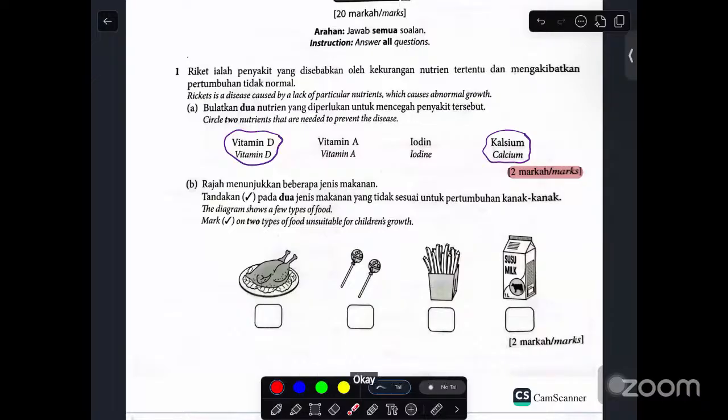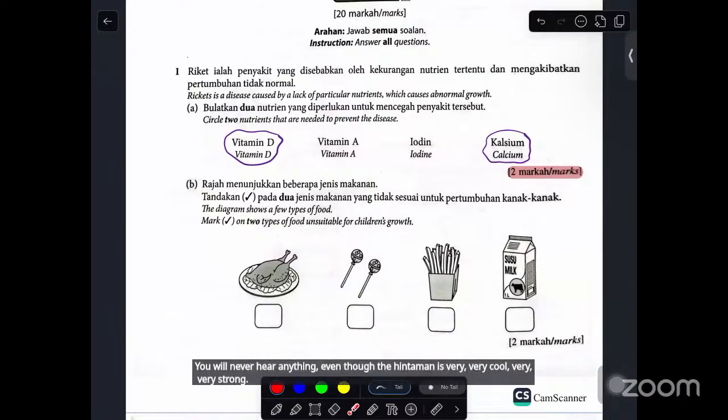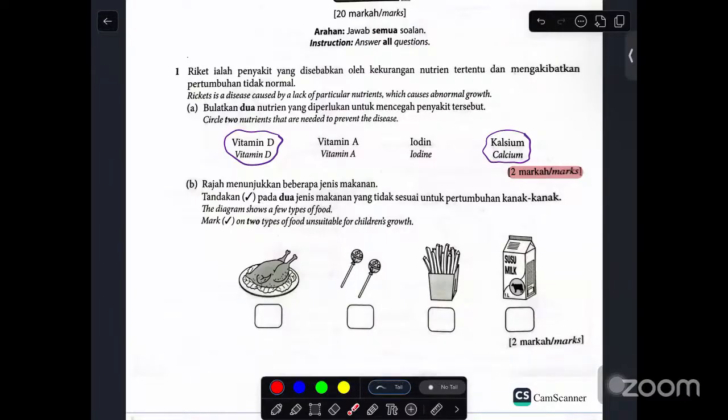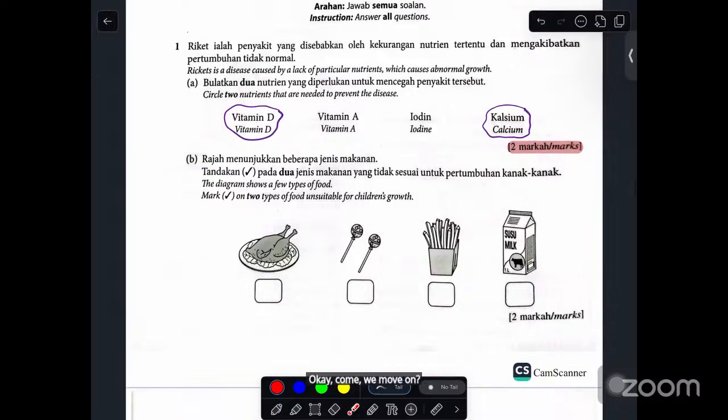Okay, teacher, kalau benda terlanggar kat luar bumi, ada bunyi ke? Tak ada. You will never hear anything even though the hentaman is very, very strong. Not at all. Okay, come. We move on. Alright.